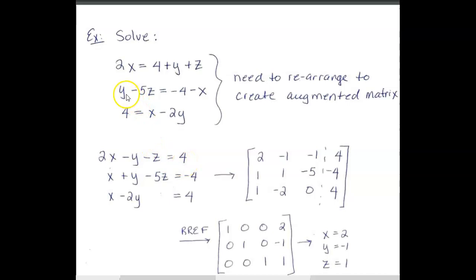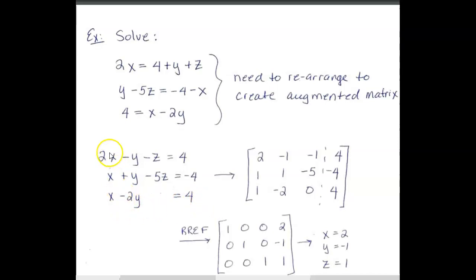In this equation, I have my y and z on the left, but I need the x to move over there, so I'm going to add the x over. It has to come first. So if I add it over, it's positive x, so x plus y minus 5z equals negative 4. And this one, notice all the variables are already on one side and the constant on the other, so I can just list this side first. x minus 2y equals 4. There is no z in this last equation, and that's okay.